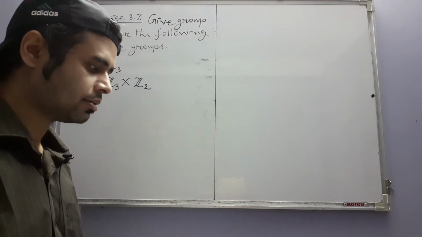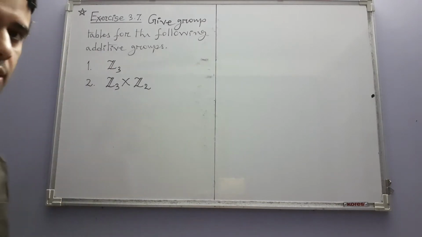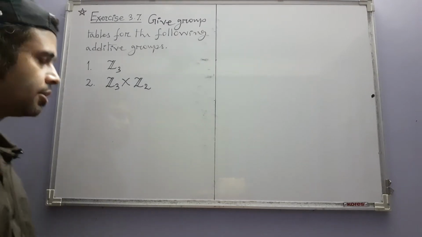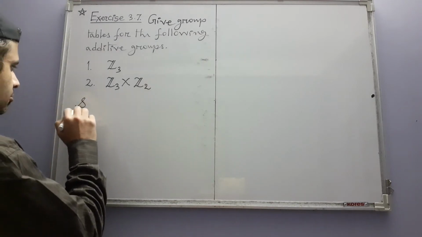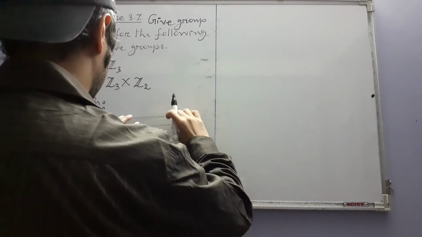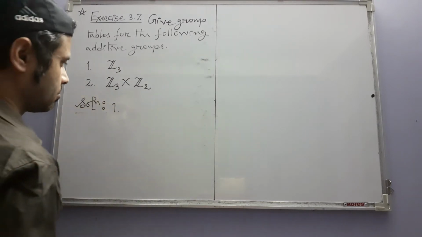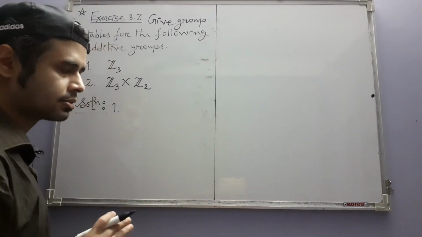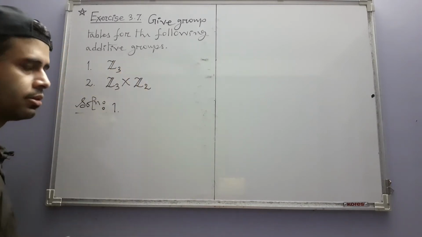Exercise 3.7. In this one we have to provide group tables for these two given groups. The first one has 3 elements, so the table is this. When you are writing the solution, you have to properly write all the things, right? So you can write: the following is the group table of Z3 or C3.